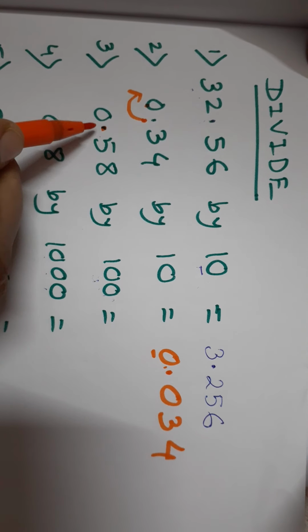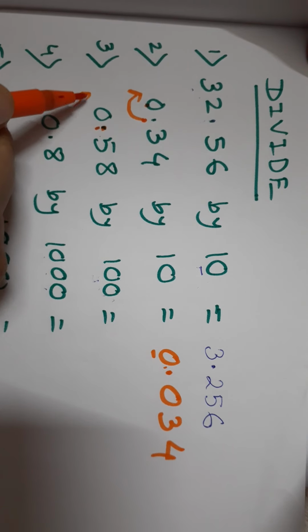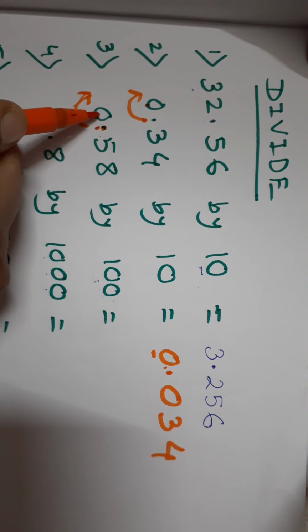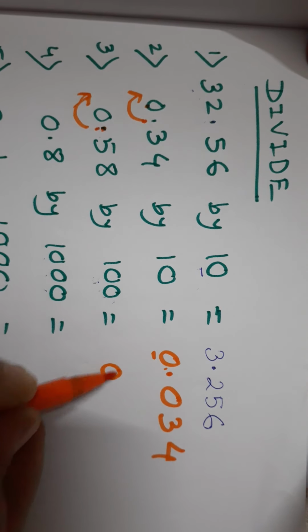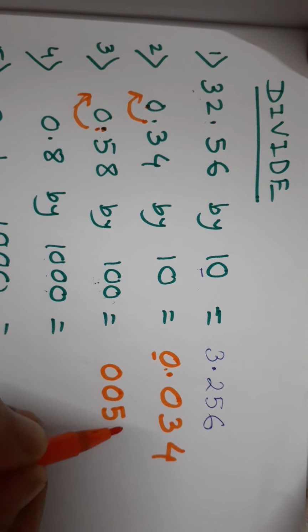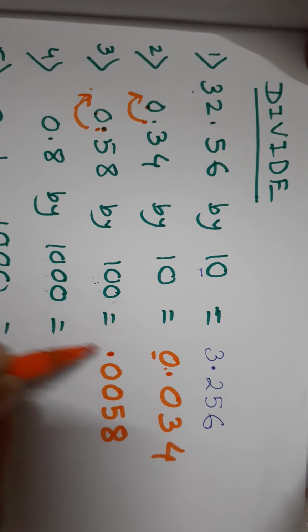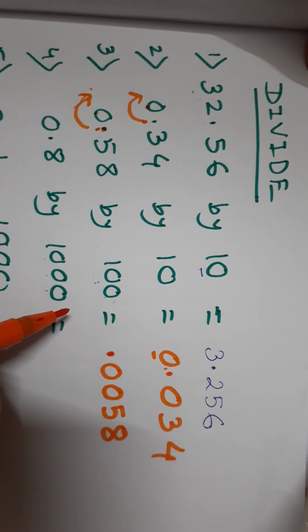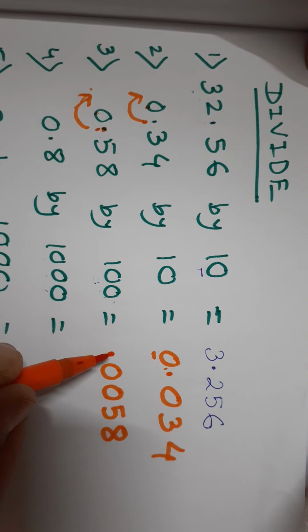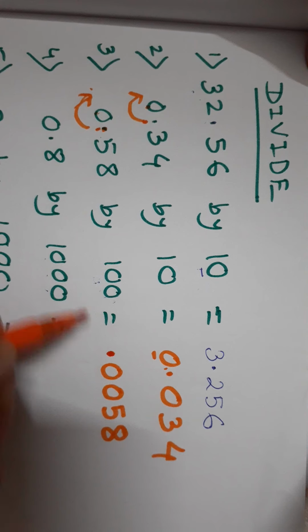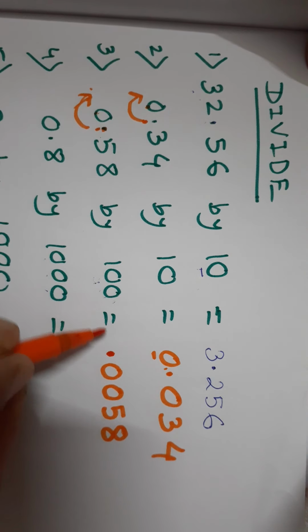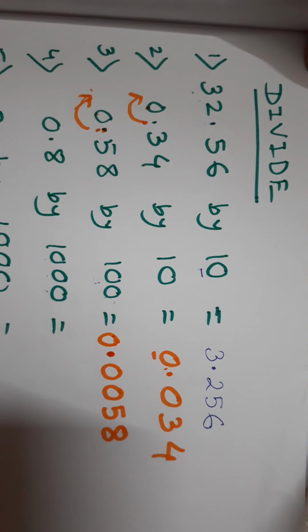Now this is 0.58. Here we have to shift this decimal point by 2 places. So when you shift this decimal point by 2 places, we have to write it in this way. We have to add 2 more zeros on the left side, and we will put the decimal point. At the extreme left side of the decimal point, we can put any number of zeros.